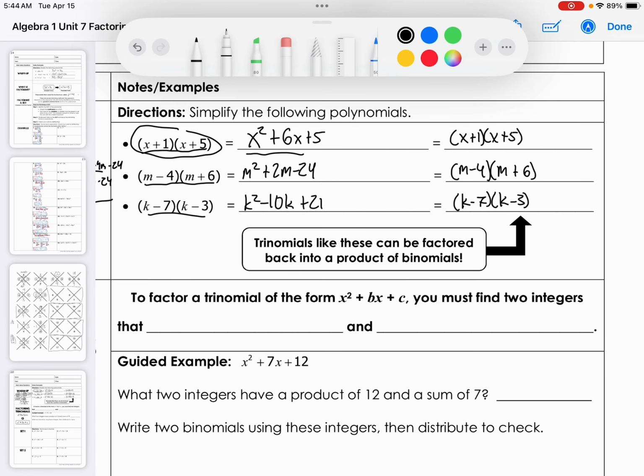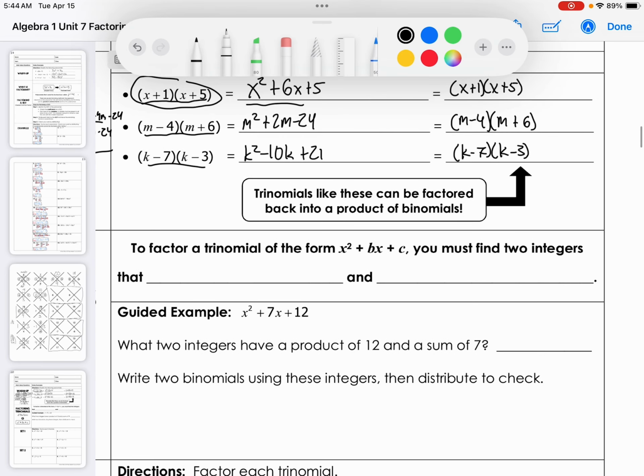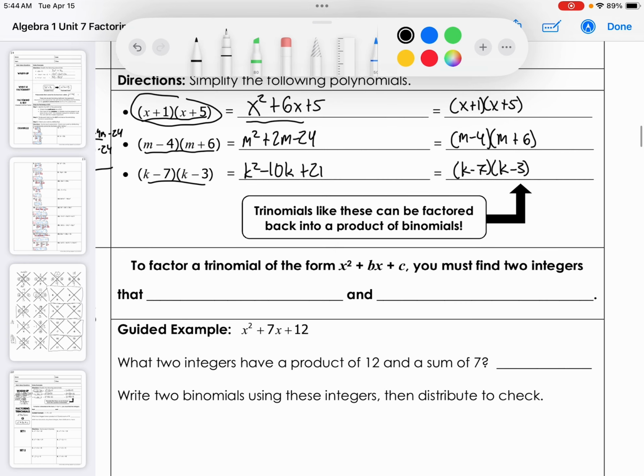So now we need to know, how do we actually do that? To factor a trinomial of the form x squared plus bx plus c, we need to find two integers. Integers essentially just means the whole number, but it can be positive or negative. And they need to multiply to c and add to b.